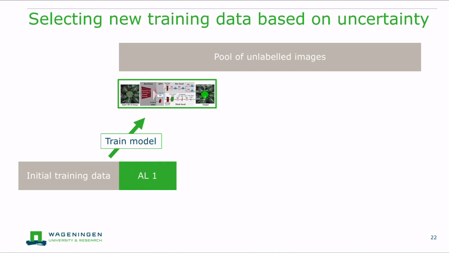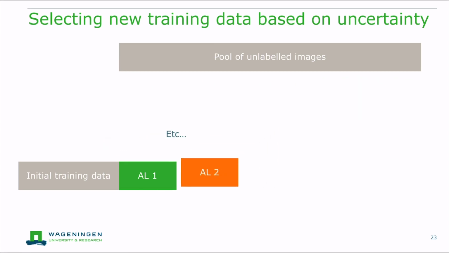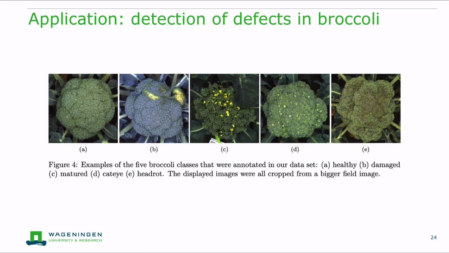Again, we train the model. We use the model on the unlabeled images. We select the most uncertain images, or the images that the network is most uncertain about, and again, add that, and we continue that process. Now, we applied that to the detection of broccoli and different defects on broccoli. So this is a classification problem.